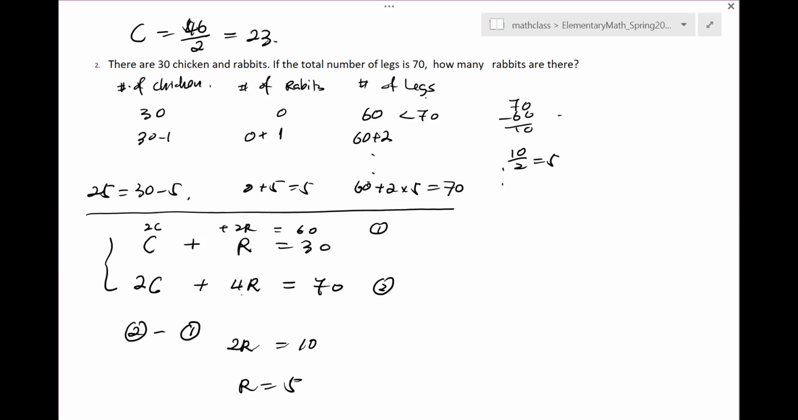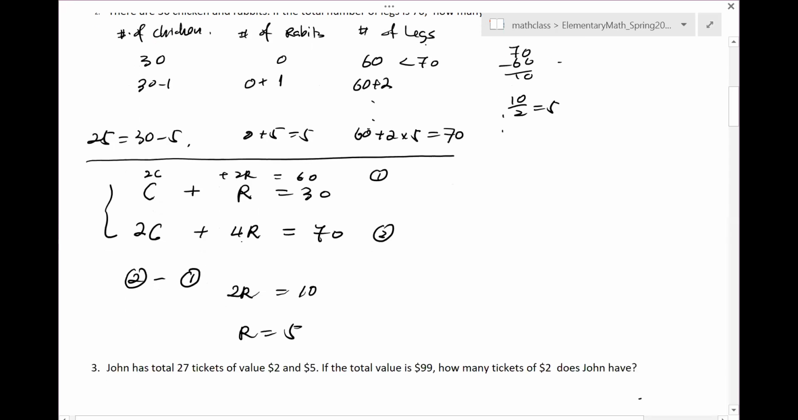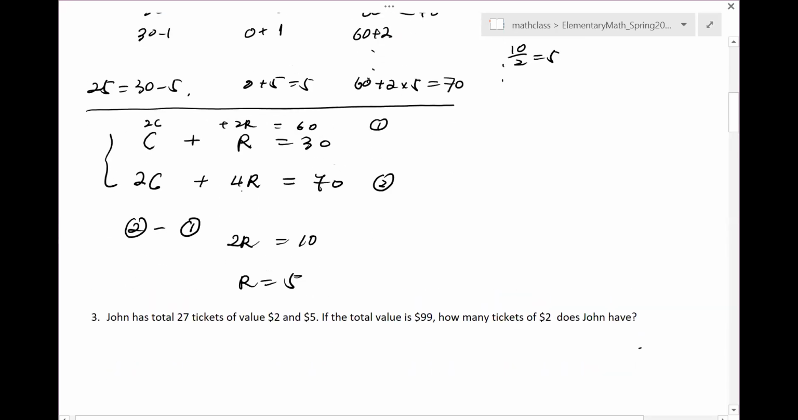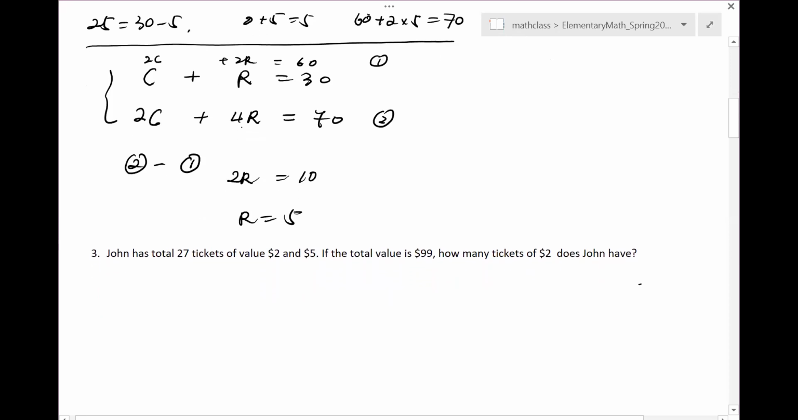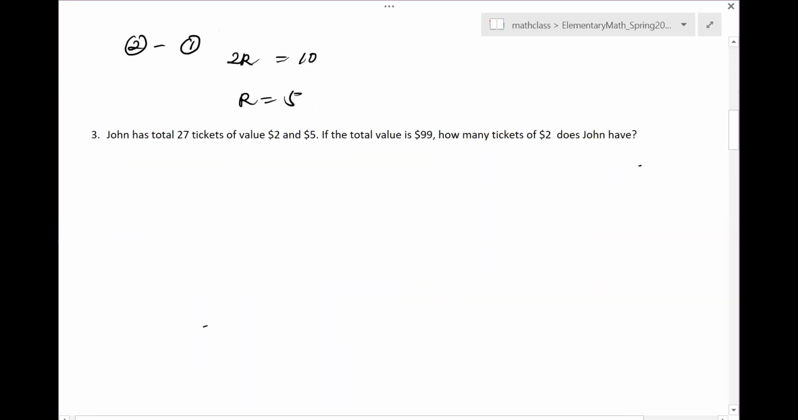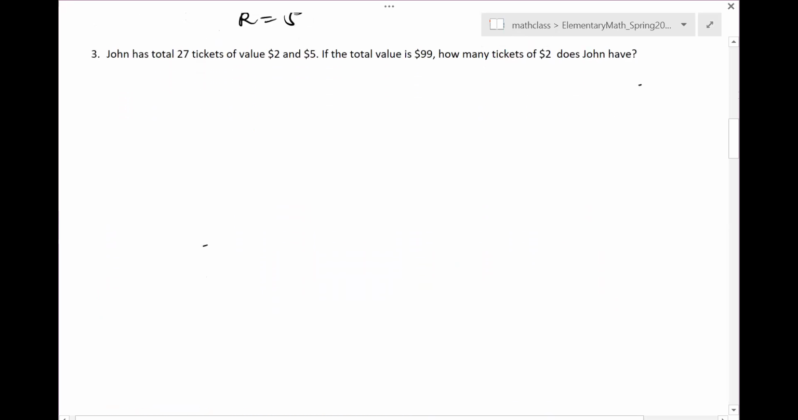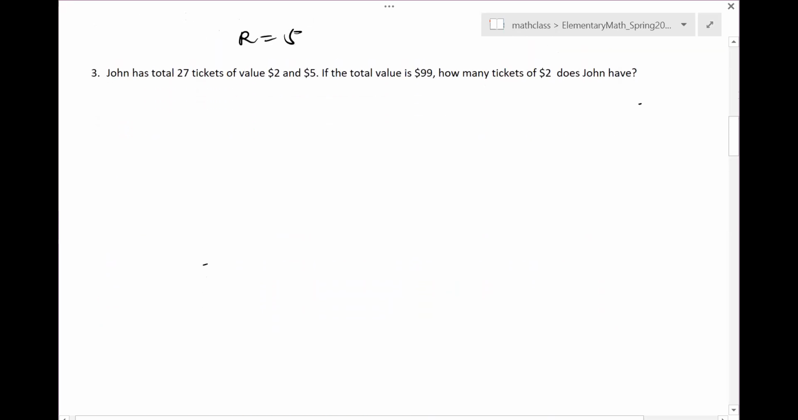Okay, so this is how we solve the problem using equations. Okay. All right, I'm going to ask you to do the next problem. We hope we can solve this problem using two different ways, okay? All right, so I'm gonna let you try, okay?